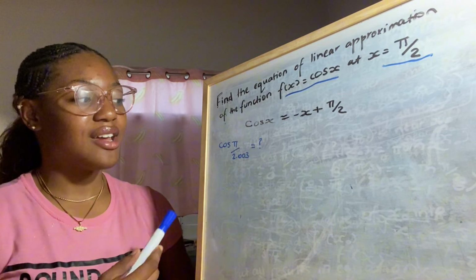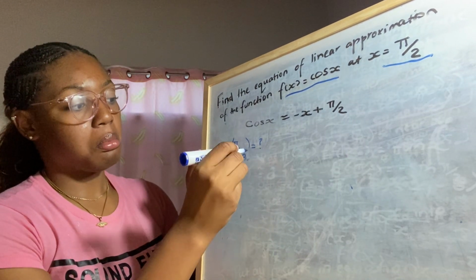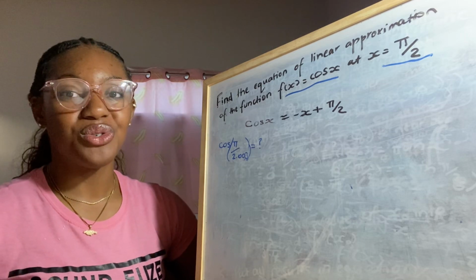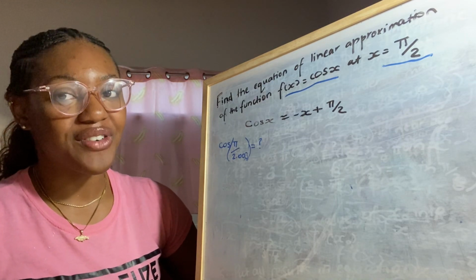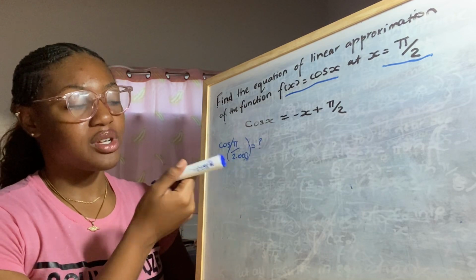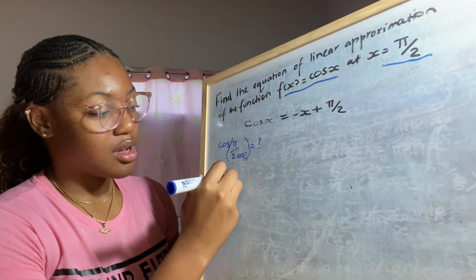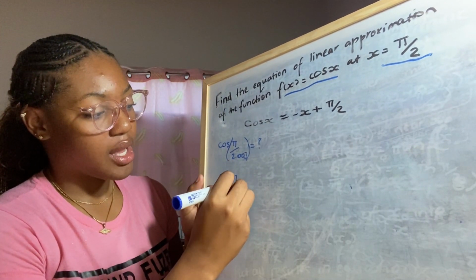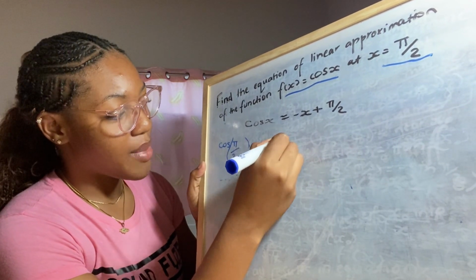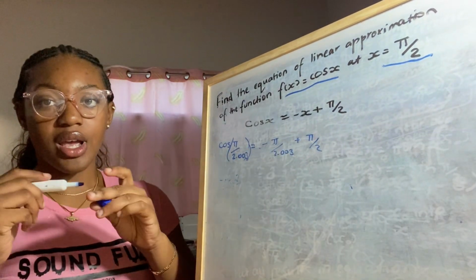And what if we want to find cos pi? In fact, let me put this in bracket. My bad. Okay, what if we want to find cos pi by 2.003 using our first order estimate? All we're going to do is wherever we see x, we're going to put the pi by 2.003. So this is equal to negative pi by 2.003 plus pi by 2. And we're going to put that in the calculator.